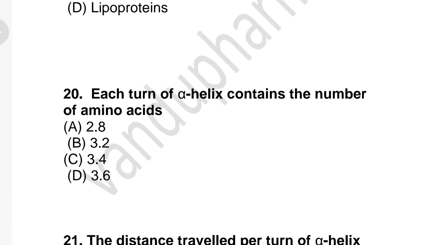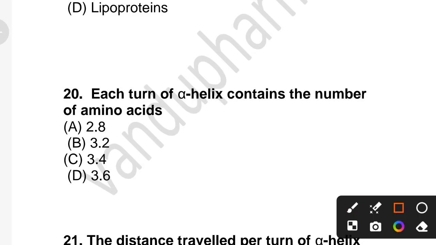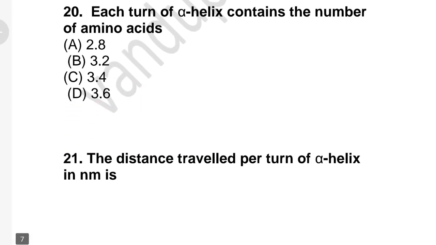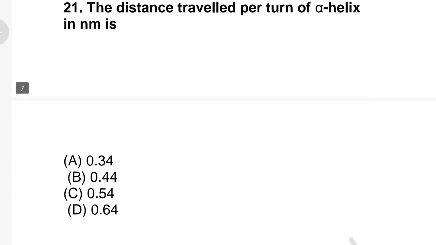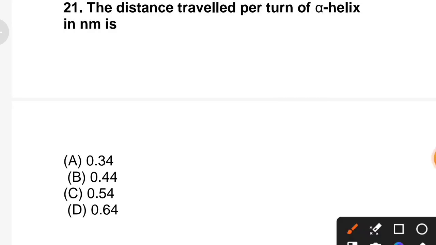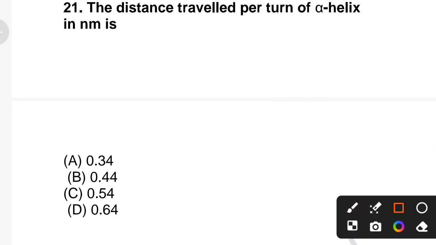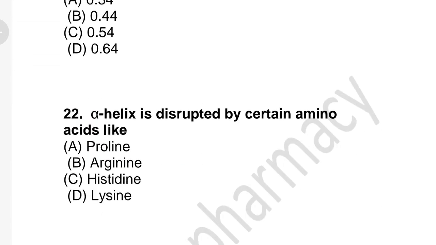Each turn of alpha helix contains the number of amino acids. Option A 2.8, option B 3.2, option C 3.4, option D 3.6. Right answer is option D. Each turn of alpha helix contains 3.6 amino acids. The distance traveled per turn of alpha helix in nm is option A 0.34, option B 0.44, option C 0.54, option D 0.64. The distance traveled per turn of alpha helix in nm is option C 0.54.